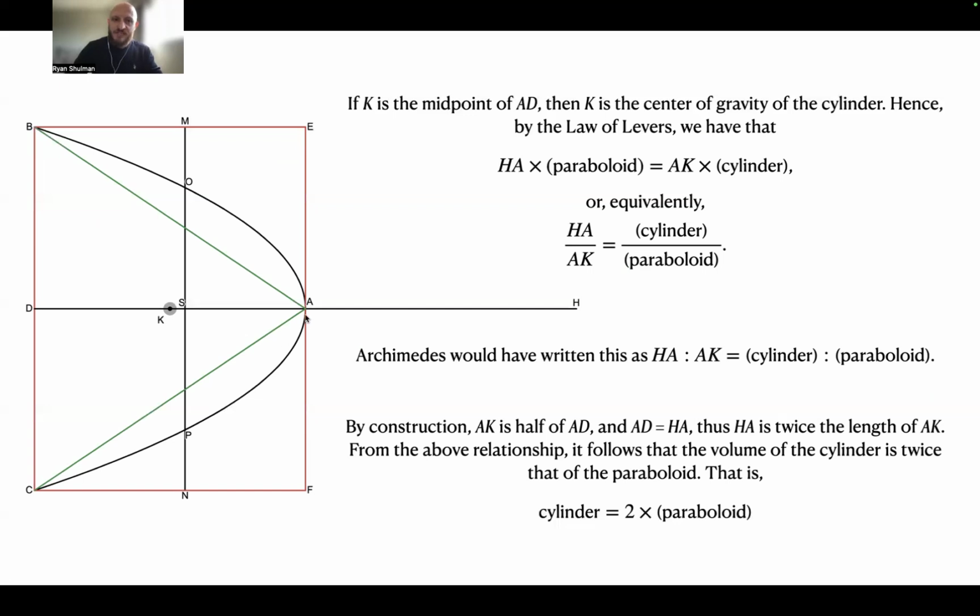But by construction, AK is half of AD. K is the midpoint of AD. So AK is half of AD. And AD by construction is equal to HA, which means that HA is twice the length of AK. So the relationship here is 2 to 1. HA to AK is 2 to 1, which means that on the right-hand side, the same relationship is maintained. The cylinder to the paraboloid is 2 to 1. So in other words, the cylinder is twice the paraboloid. Cylinder equals 2 times paraboloid.